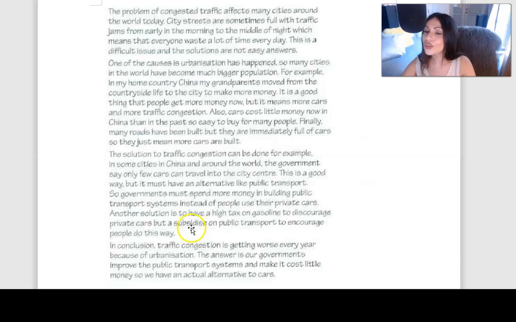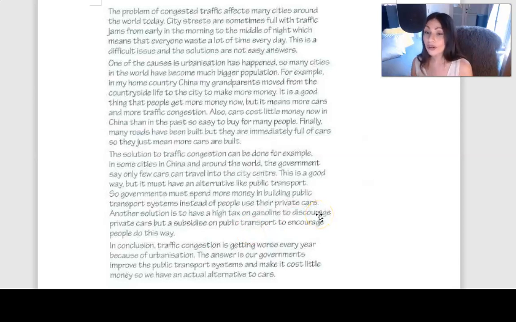This is what the candidate wanted to use, a subsidy, not to subsidize. To subsidize is a verb, but he needed or she needed to use a noun here, not a verb. So, but a subsidy on public transport to encourage people to travel this way. To travel this way, not to do this way. It is another literal translation from either Italian or Spanish, or perhaps even French. Because it's not an English expression, it's a Latin-based language translation.